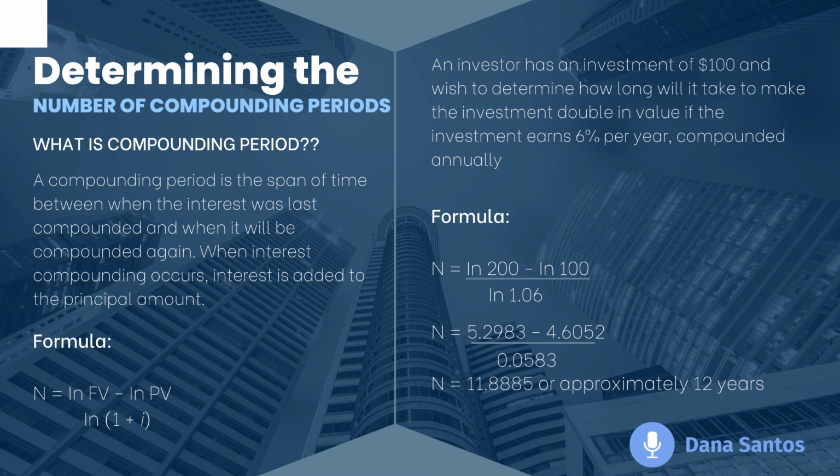So in simple words, compounding period, ito yung time or period na nag-accumulate ng interest yung pera natin na idinadagdag natin sa ating principal amount. May it be monthly, quarterly, semi-annually, or annually. So, in determining the number of compounding periods using a formula, pwede nating malaman kung gaano katagal bago natin makuha yung desired amount na gusto natin.